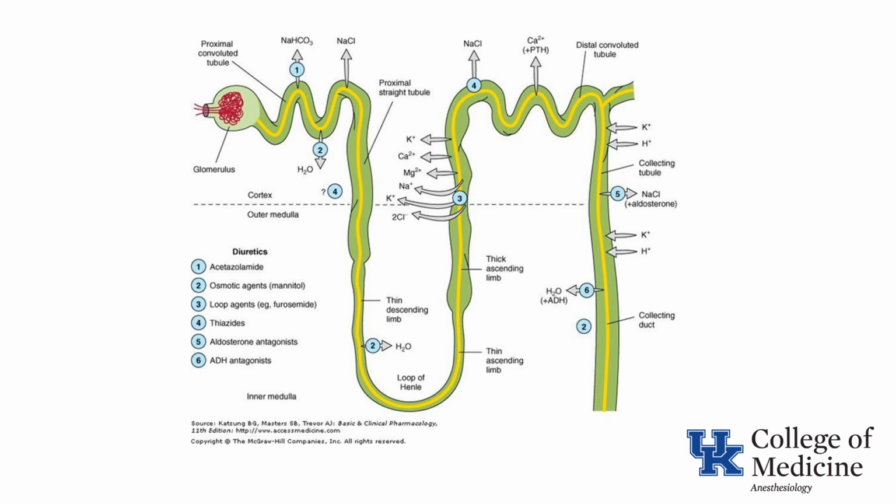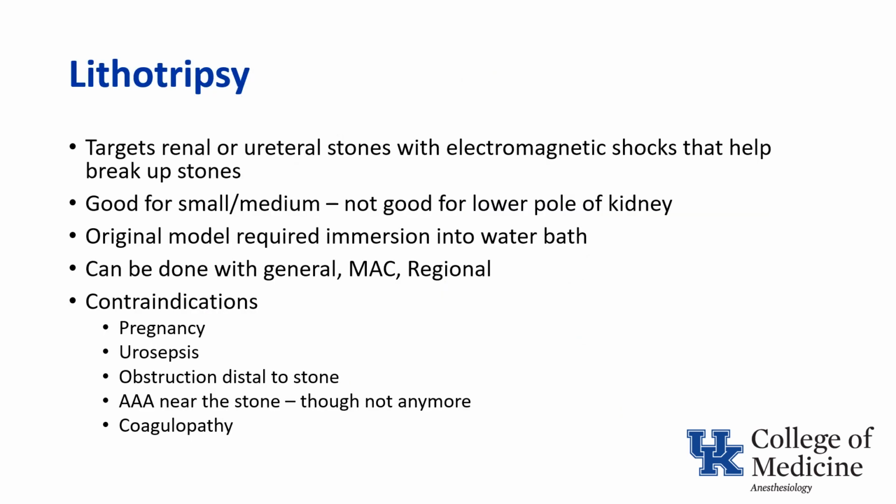It's a great slide. The final keyword in the renal section is lithotripsy. This uses electromagnetic shocks, electromagnetic waves to help break up stones that form in your urinary system, so kidney stones, ureteral stones. It is useful for these small and medium-sized stones, but not as good for larger ones. And it's also not especially good for stones that are found in the lower pole of your kidney. For those, you'll probably end up needing a scope.